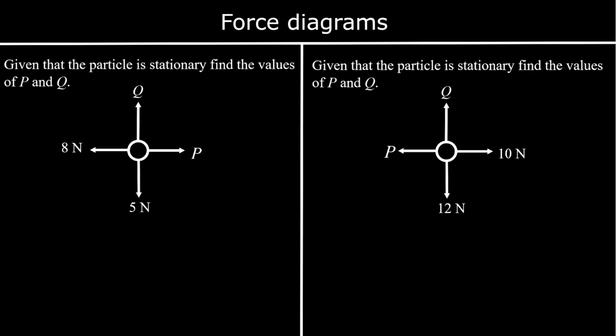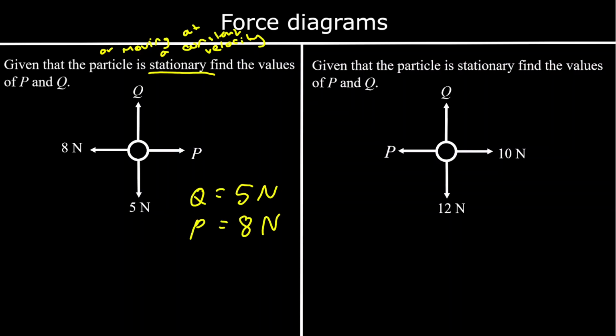Here's another question. Given that the particle is stationary, find the values of P and Q. It could also have said moving at a constant velocity. So either if it's stationary or moving at a constant velocity, the forces must be in balance. So the forces up equal forces down, forces left equal forces right. So Q will have to be 5 newtons and P will have to be 8 newtons. Forces down equal forces up, forces left equal forces right.